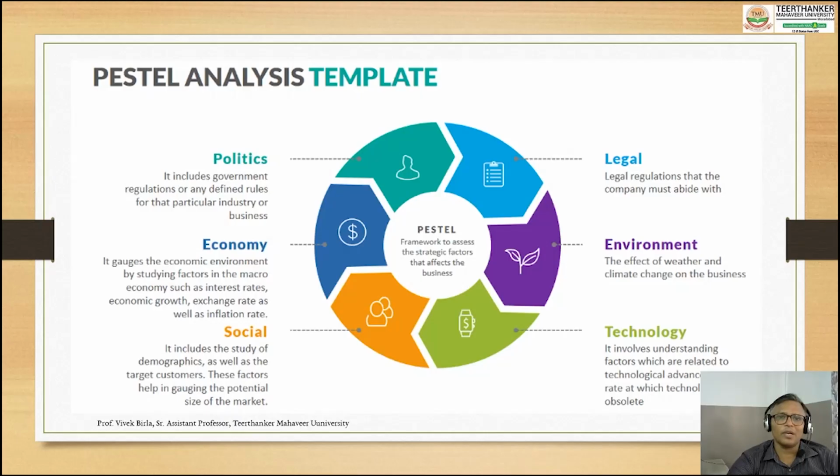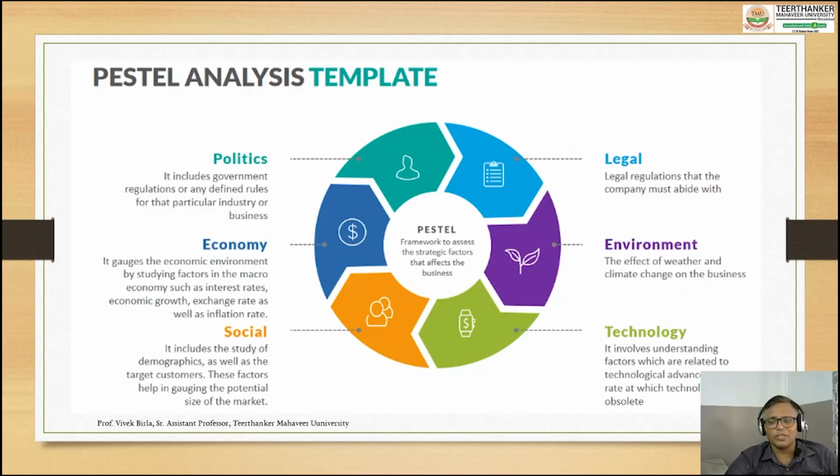For example, the political factor includes all those things like government regulations or any defined rules for a specific industry or business that are being studied. When we talk about the legal, we check all those legal regulations which a company must abide by, and for which the company has to be very careful. When we talk about the environmental, we need to focus on climate change, the impact of climate change, waste or sewer treatments, the reuse or reducing of carbon emissions. The policies and legal frameworks behind those things have to be studied.